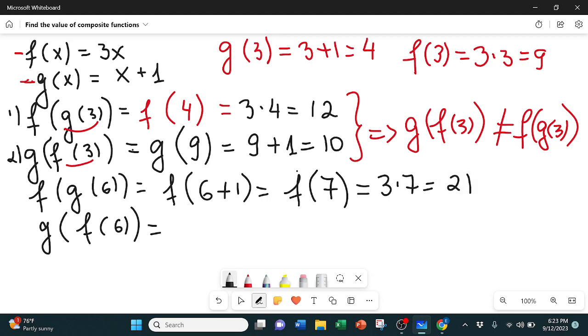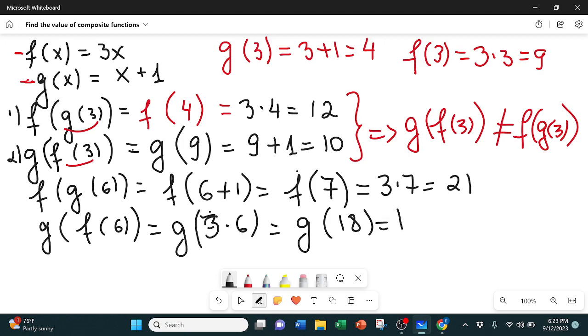And g of f of 6, the next one, is g of, f of 6 is 3 times 6. So it's g of 18, and that's 18 plus 1 equal 19. As we see, 21 is different from 19. So the commutative property does not work for composite functions.